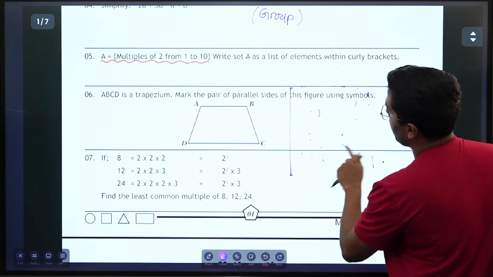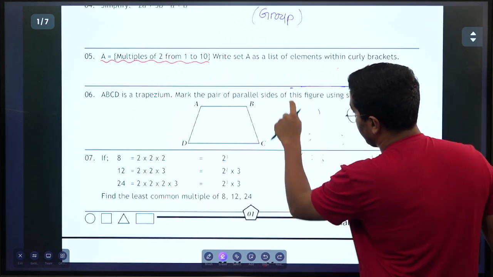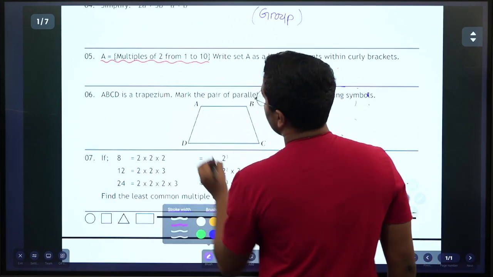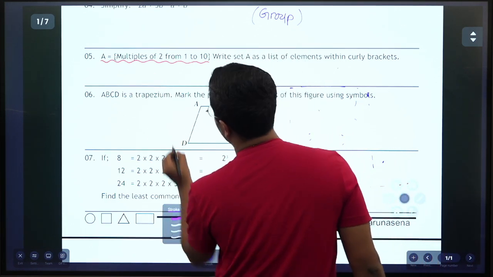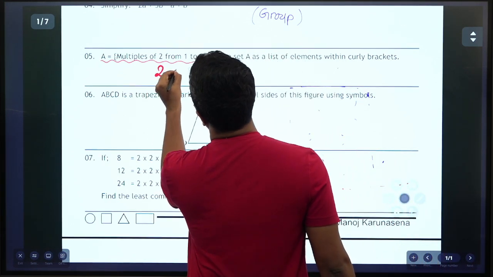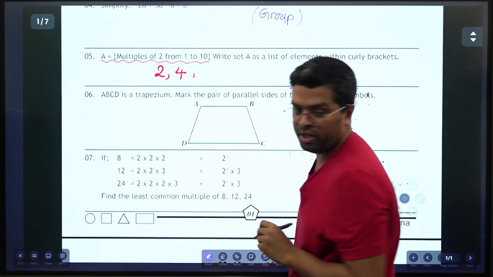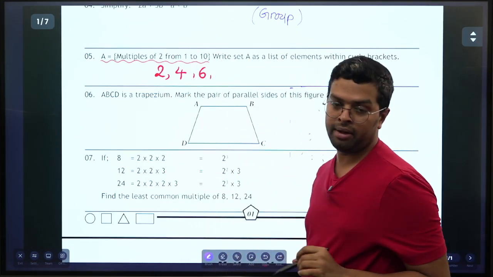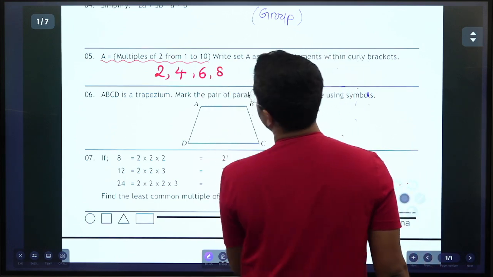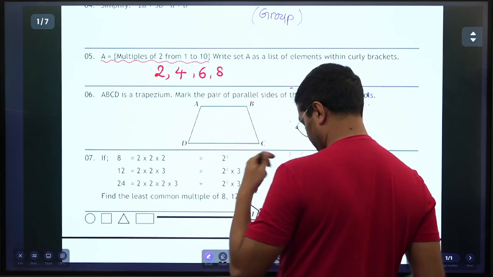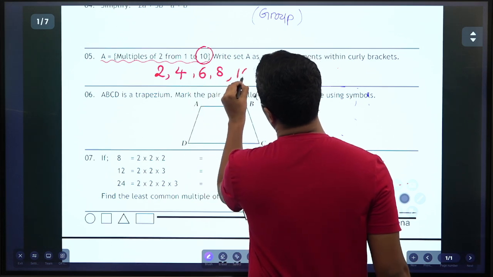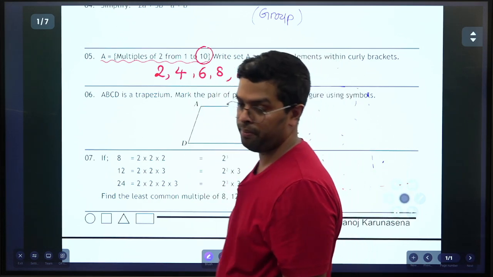What are the multiples of 2 from 1 to 10? Multiples of 2 from 1 to 10. Right. 2 is a multiple of 2. 4 is a multiple of 2. 6 is a multiple of 2. 8 is a multiple of 2. So we are talking about numbers up until 10. Therefore 10 is also a multiple of 2.